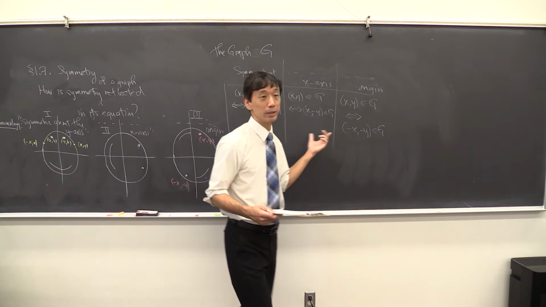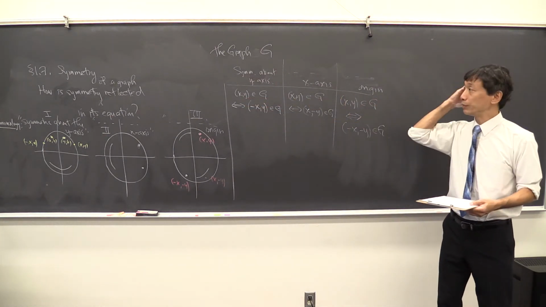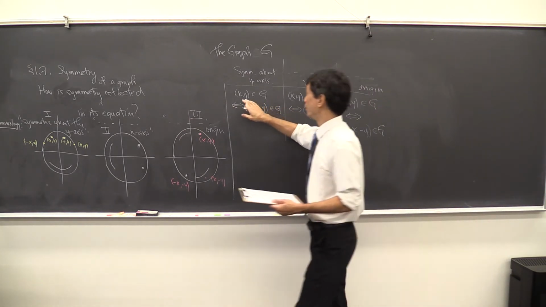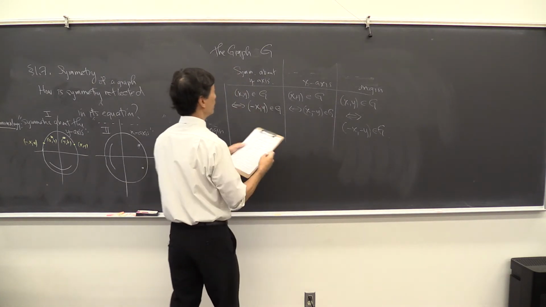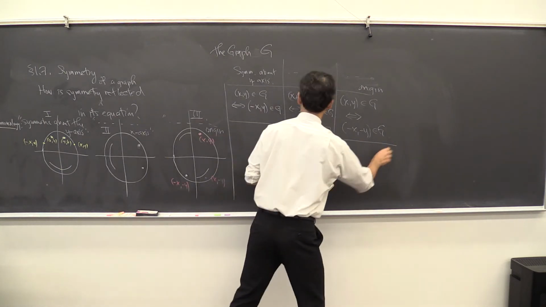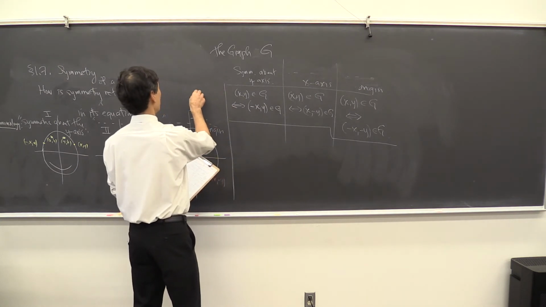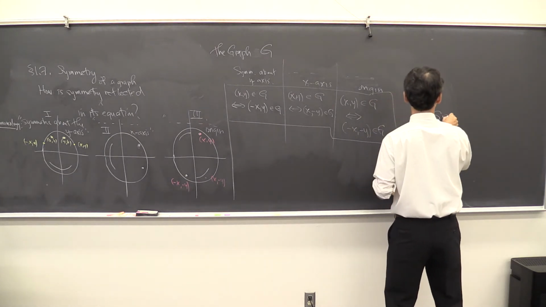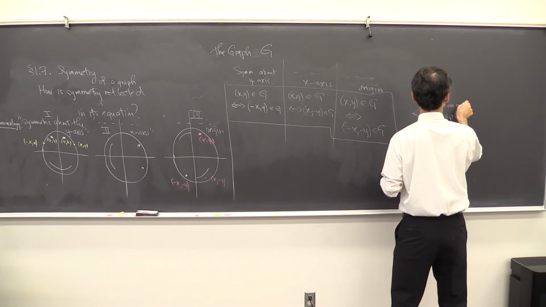So this is one way of describing symmetry mathematically. Symmetry of the graph means that the points all satisfy these. A point lies on the graph if and only if its reflection across the y-axis lies on the graph, that's symmetric about the y-axis, and so on and so forth. That's in terms of the graph.